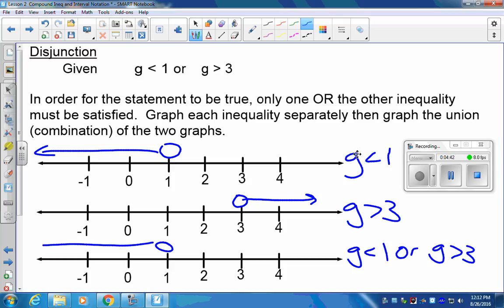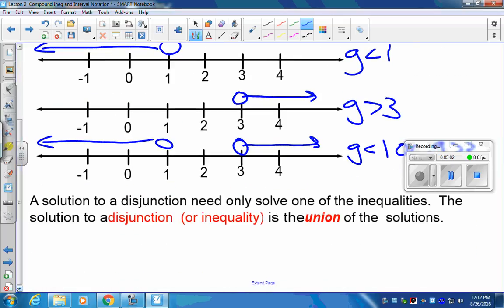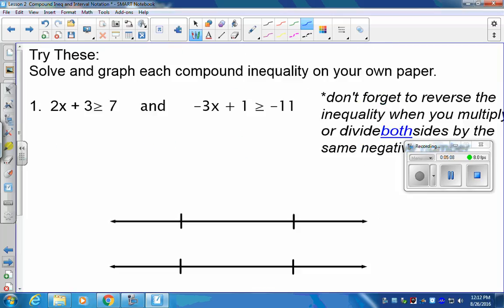They don't need to overlap because it's an or, it's a disjunction. They don't have to both be true. When I have an and statement, a conjunction, they both have to be true, and I'm looking for their intersection. Here I'm looking for their union, which is a combination of the two graphs. A solution to a disjunction need only solve one of the inequalities. The solution is a union. Union is OR.